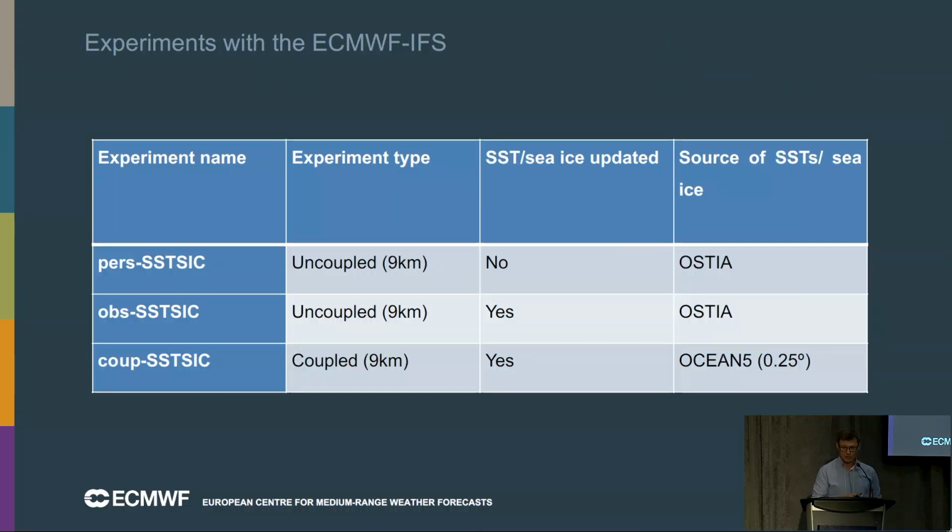In this set of experiments, we're comparing what we were doing in operations before to what we're doing in operations now. We've got an uncoupled run with persisted SSTs and sea ice, and a coupled run where the sea ice is allowed to evolve dynamically. And then one in the middle where we have observed sea ice and SSTs, but they're updated through the forecast rather than just persisted.